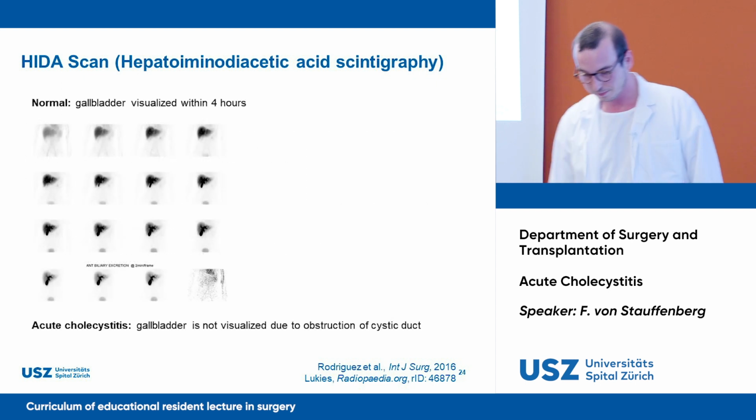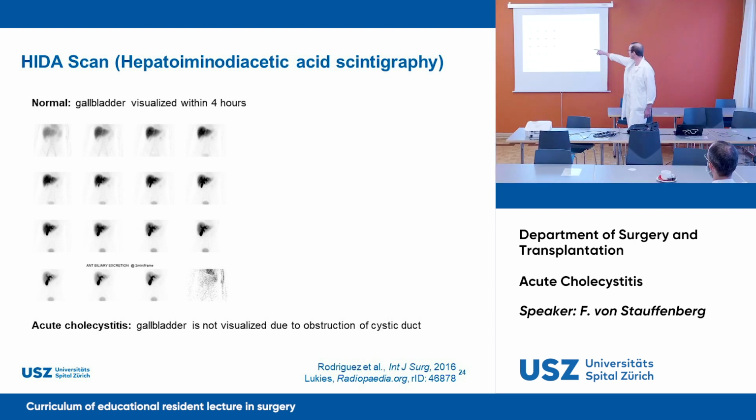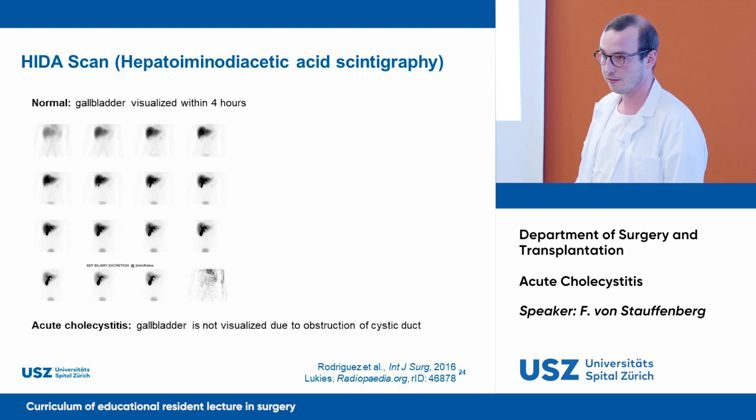In the normal finding, you would see the gallbladder being visualized within 4 hours, as you can see in the picture, as the gallbladder is slowly filling up with the tracer. In acute cholecystitis, where you have an obstruction of the cystic duct, the gallbladder cannot be visualized because the tracer can't enter the gallbladder.